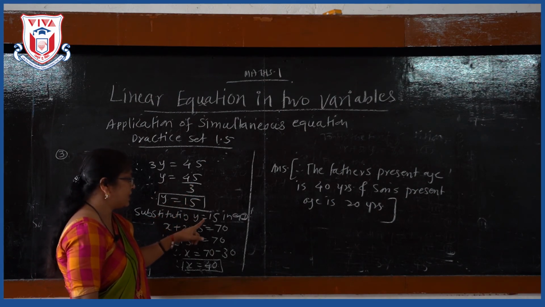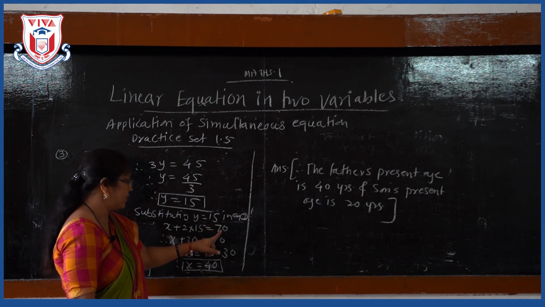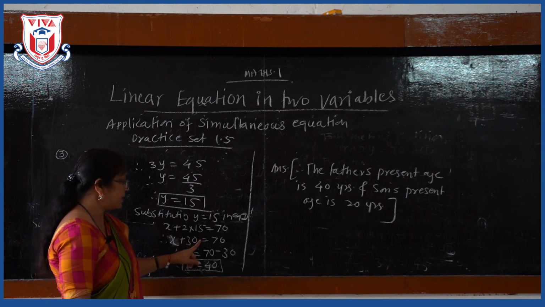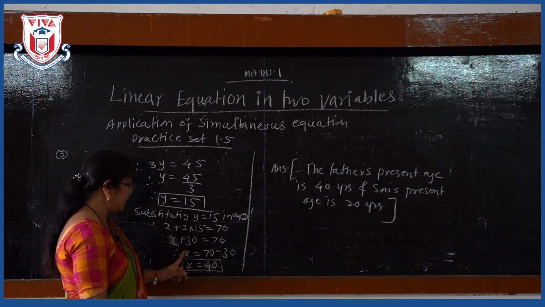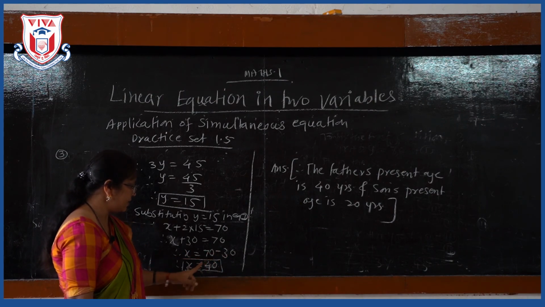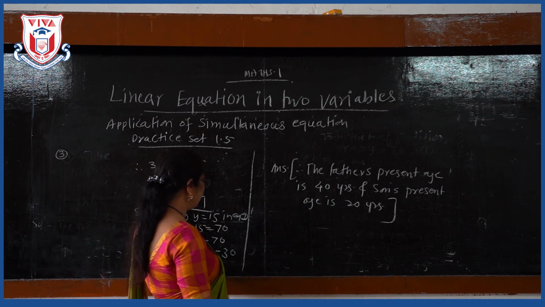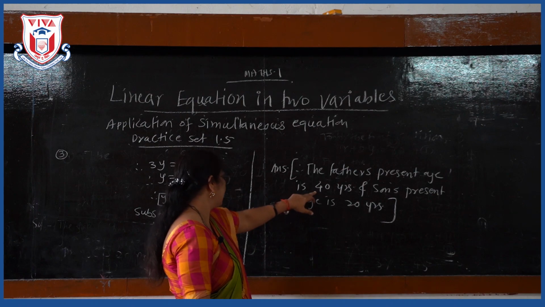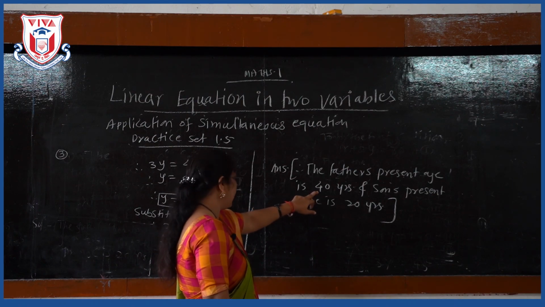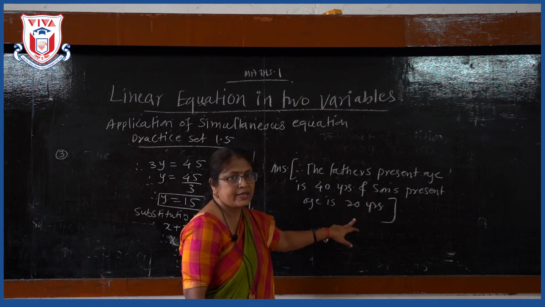Now substituting y is equal to 15 in equation 1. So x plus 2 into 15 is equal to 70. So x plus 30 is equal to 70. Putting this 30 on the right hand side, x is equal to 70 minus 30. Therefore x is equal to 40. So lastly the answer: the father's present age, which we assumed as x, is 40 years. So the father's present age is 40 years and the son's present age is 20 years.